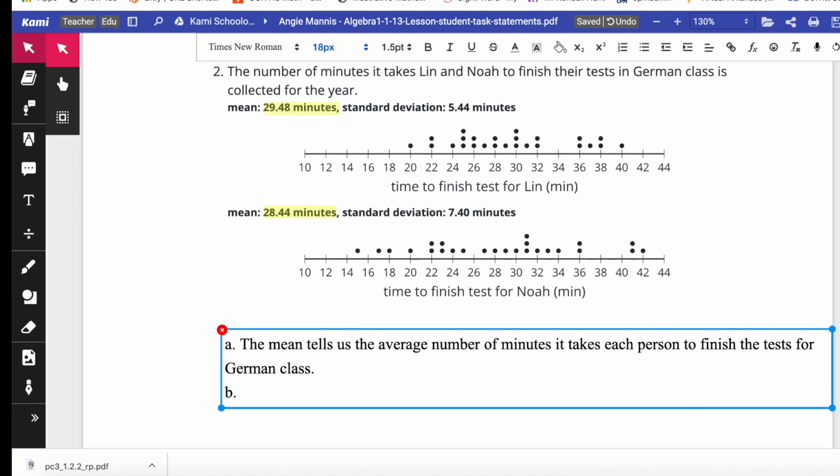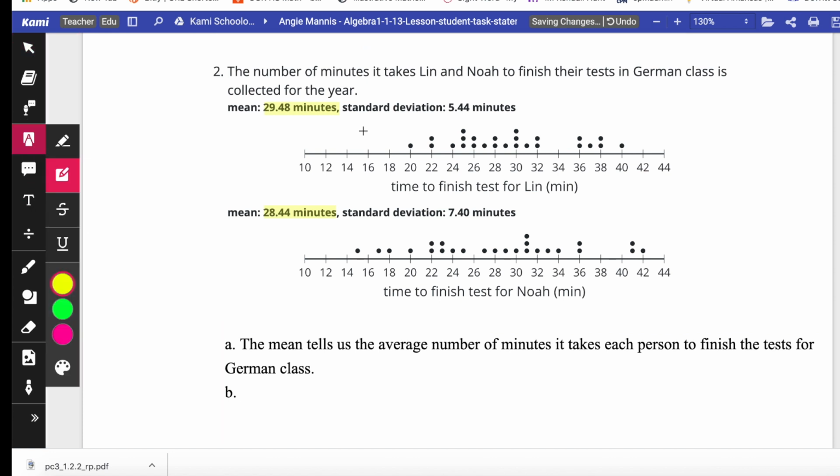All right, let's look at B. That's where we're talking about the standard deviation. So the standard deviation for this one was 5.44 minutes. Standard deviation for this one is 7.40 minutes. So Lynn, the times were closer to the center. And Noah, you can see how spread out the data is.